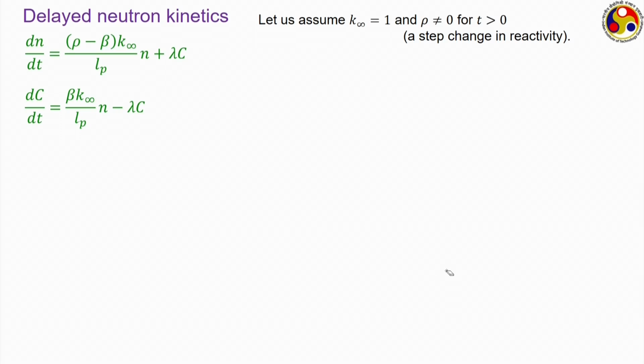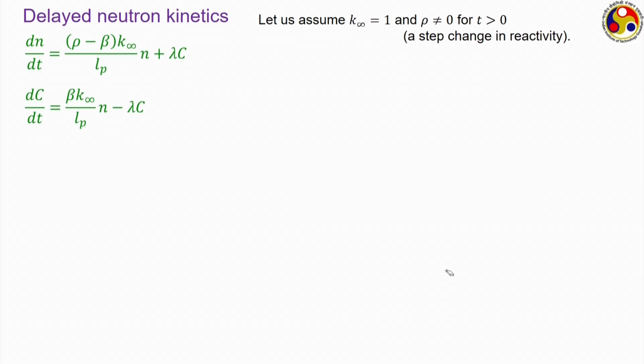Now, let us assume k infinity to be equal to 1 and rho to be not equal to 0 for t greater than 0. That is, at the beginning of our analysis, the system is working under a steady state and it is critical. So, its k infinity is equal to 1 and rho is equal to 0. Now, there is a step change in reactivity, that is the reactivity changes by a very small amount, and the change in k infinity is so small that we can neglect it for most calculation purposes. But rho is a very small positive quantity for which we are going to do this analysis.